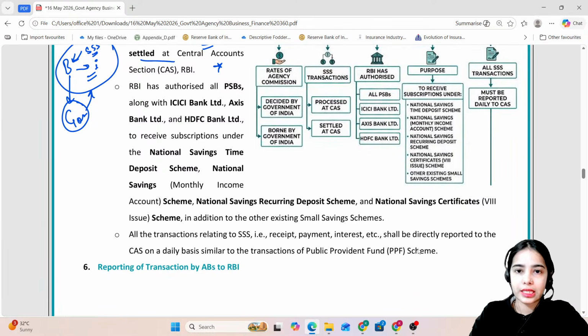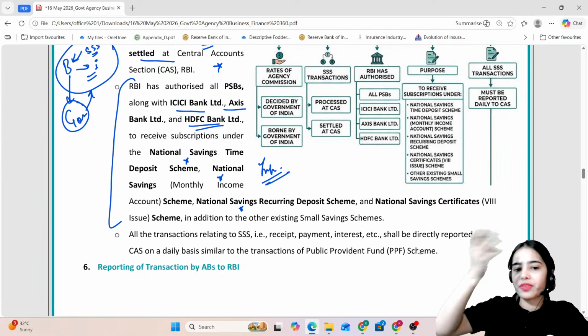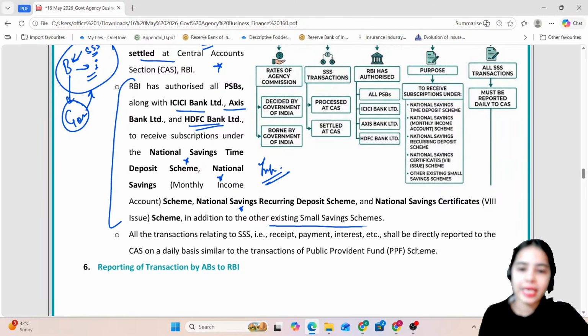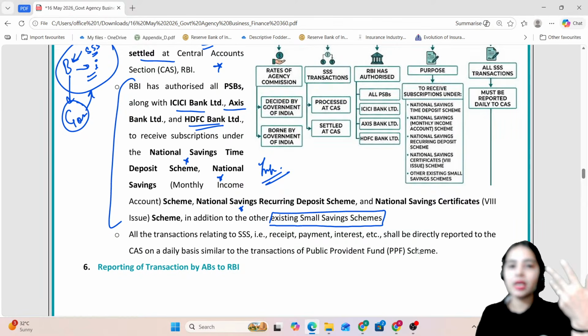Now RBI has authorized, remember this is important. RBI has authorized all the public sector banks along with ICICI Bank, Axis Bank and HDFC Bank to receive subscriptions under the National Savings Time Deposit Scheme, National Savings Scheme, National Savings Recurring Deposit Scheme, National Savings Certificates Scheme, in addition to other existing small savings schemes. So these are the banks that are authorized by the RBI to receive subscriptions and to make the interest payments.